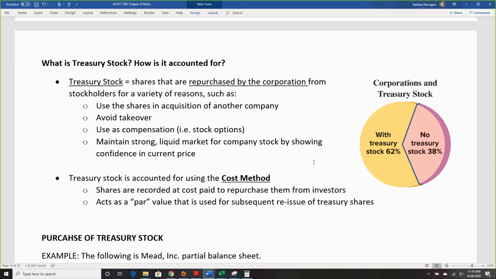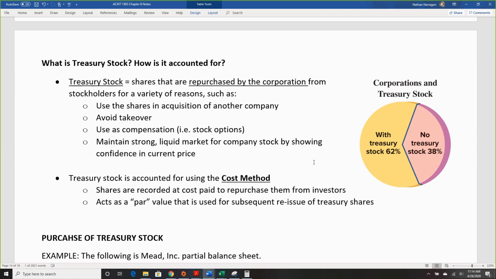They may use it as compensation. This is your stock options. Okay? For our CEOs, CFOs, our corporate guys. They may also want to maintain a strong liquid market for company stock by showing confidence in their own current price. I just call that manipulating the market. That's all it is. Trying to keep those prices high.